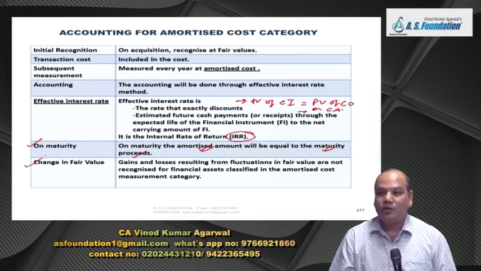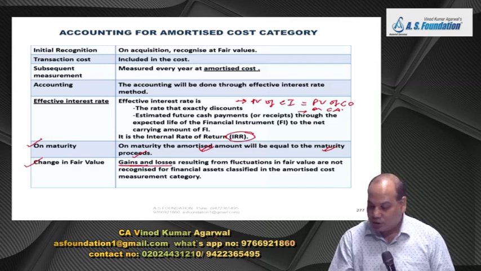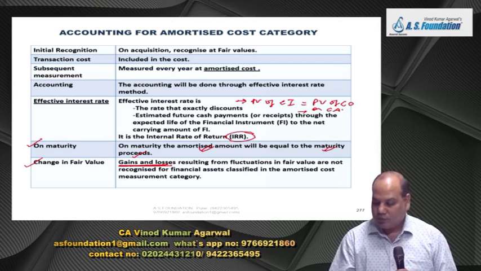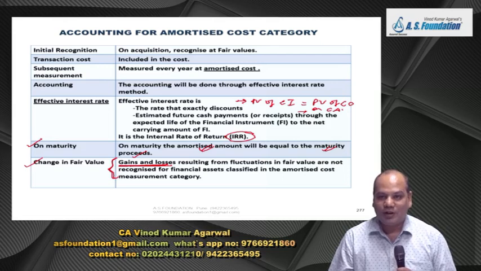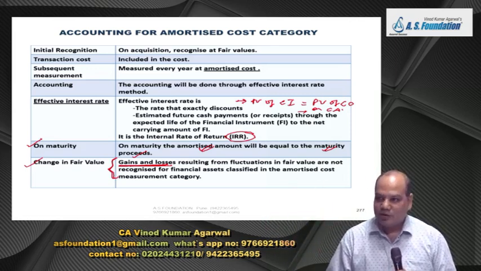What about change in fair value? Ignore. Change in fair value, even if they give you to test your confidence, ignore. Just like you ignore homework, ignore change in fair value. Changes resulting from fluctuation in fair value are not recognized for a financial asset classified in the amortized cost measurement category. I have told you the reason. I don't want to sell it. My objective is not to sell it. So therefore the standard says when you don't want to sell it, then keep your eyes closed to the change in the fair value.